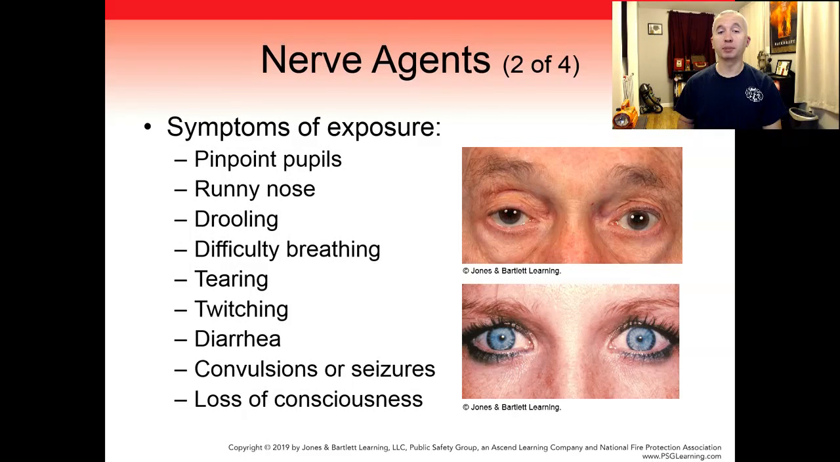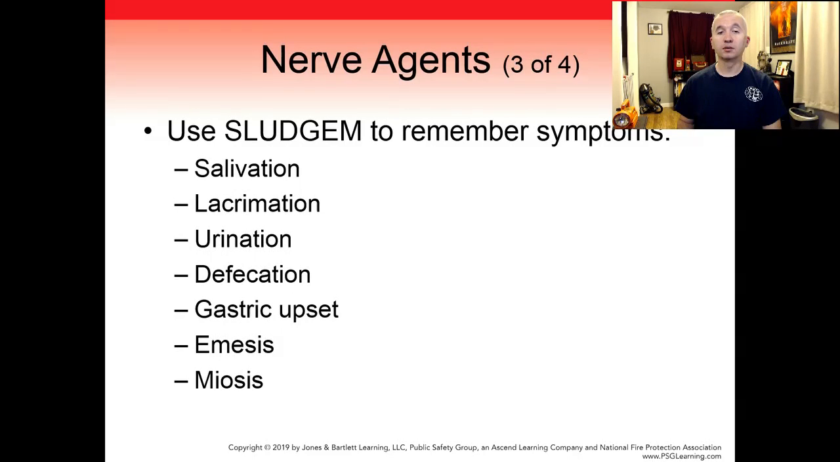Symptoms of exposure appear within minutes and include pinpoint pupils, runny nose, drooling, difficulty breathing, tearing, twitching, diarrhea, convulsions or seizures, and loss of consciousness. Use the mnemonic SLUDGEM to remember the symptoms of nerve agent exposure: salivation, lacrimation, urination, defecation, gastric upset, emesis, and miosis.